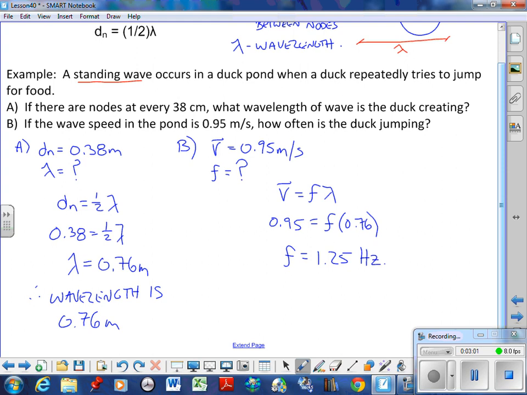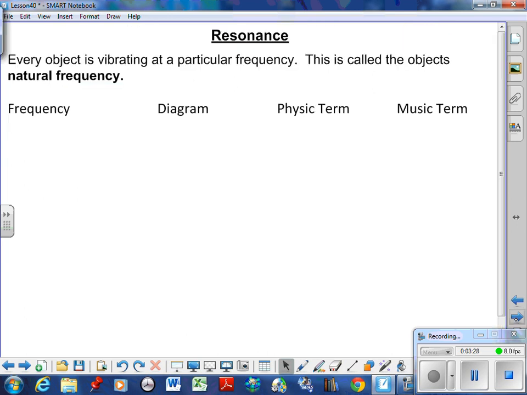So this means the duck is jumping every 1.25 seconds. There we are. So that's using that internodal distance. That's for standing wave, calculating wavelength and so on and so forth.